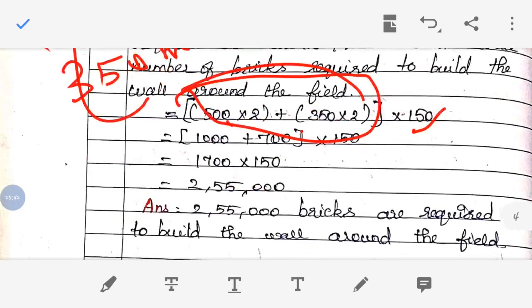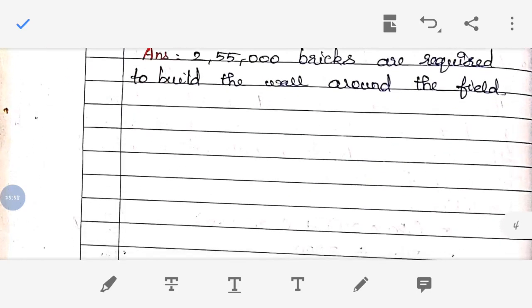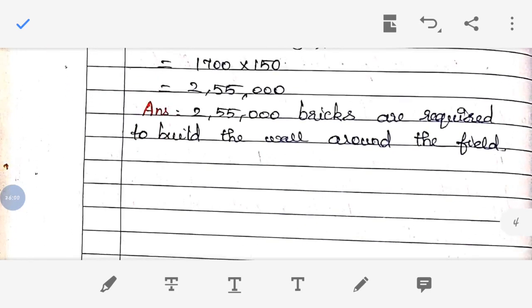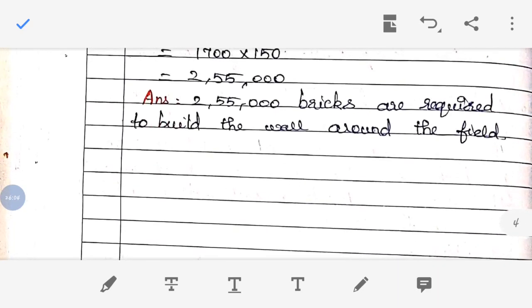Okay. So just look here. If you multiply 500 into 2, you will get 1000. 350 into 2, it will be 700. So 1000 plus 700, that will be 1700 into 150. If you multiply this, you will get 2,55,000 bricks required to build the wall around the field.